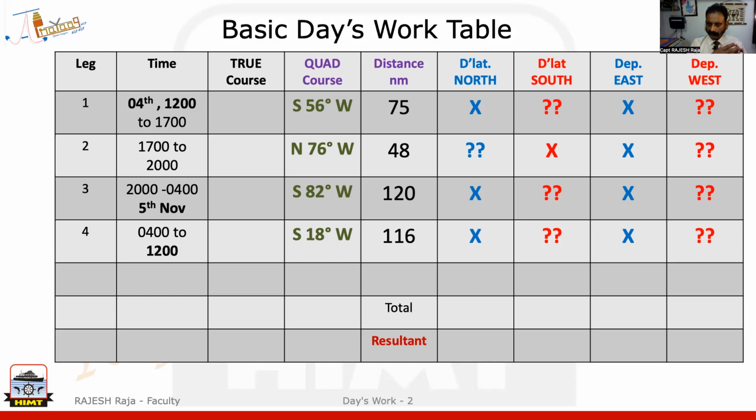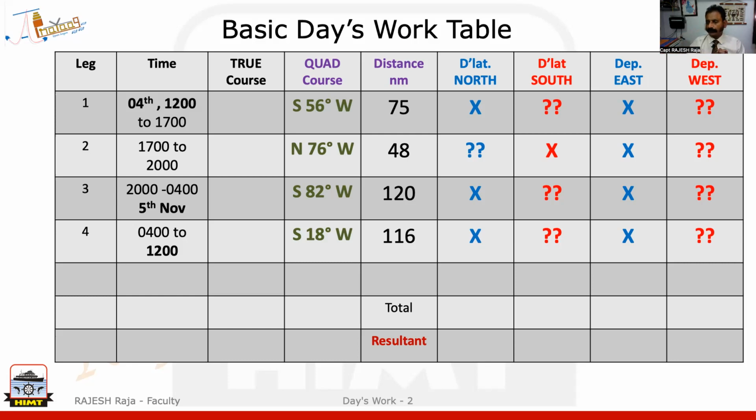Let us take an example of south 56 west. You have traveled southerly and you have traveled westerly. That means I need only southerly D'lat and westerly departure. I don't need D'lat north and departure east. That is why I put a big cross mark. Similarly, for the second leg, the cross is the place where I don't need any data. And the same thing for the third and the fourth also. This is what you should be careful about in making the table. Once you make this table, you are ready for the next step.